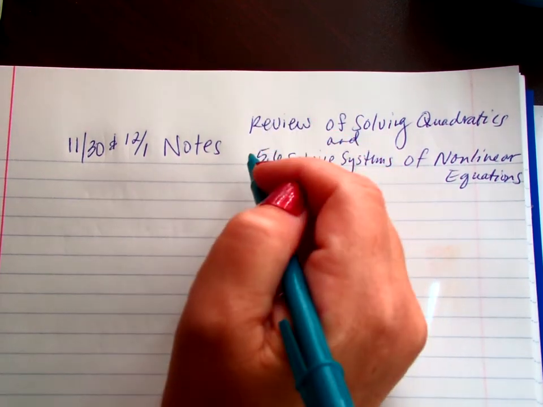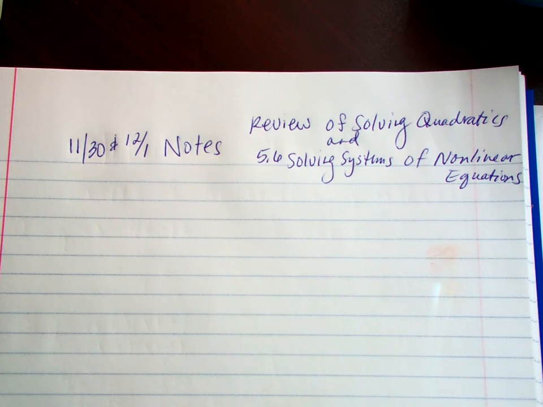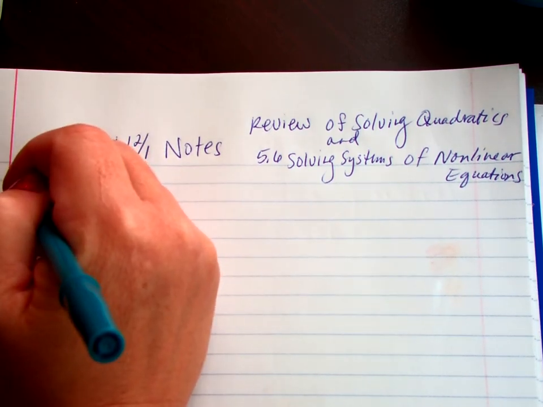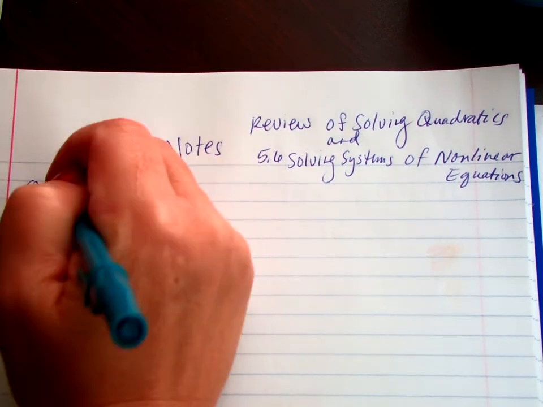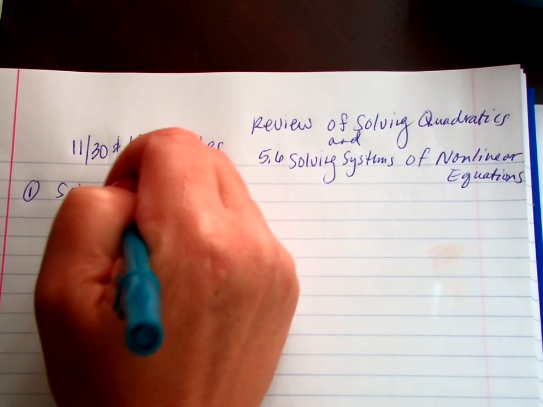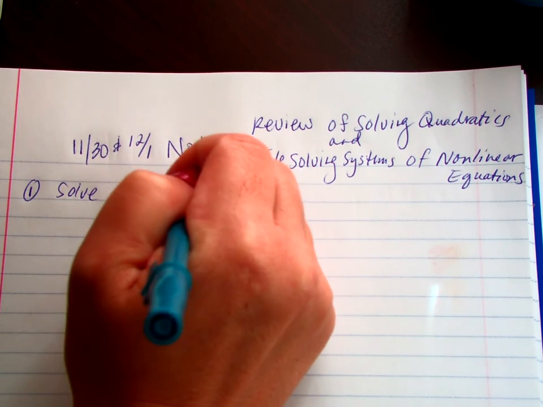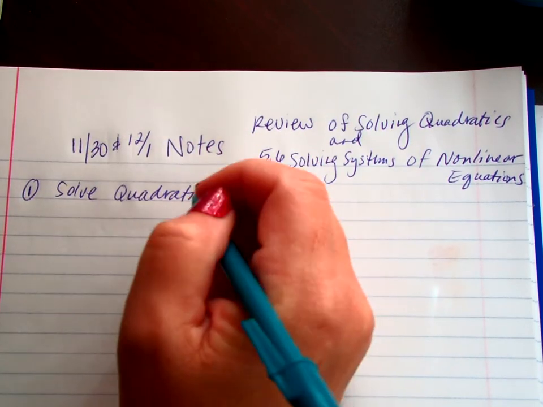All right, let's first go over what we're supposed to be solid on from before break, and then we'll talk about the new section we're starting. So we are going to be asked to solve quadratics, and by the end of this semester, we should be 100% solid on all three methods.